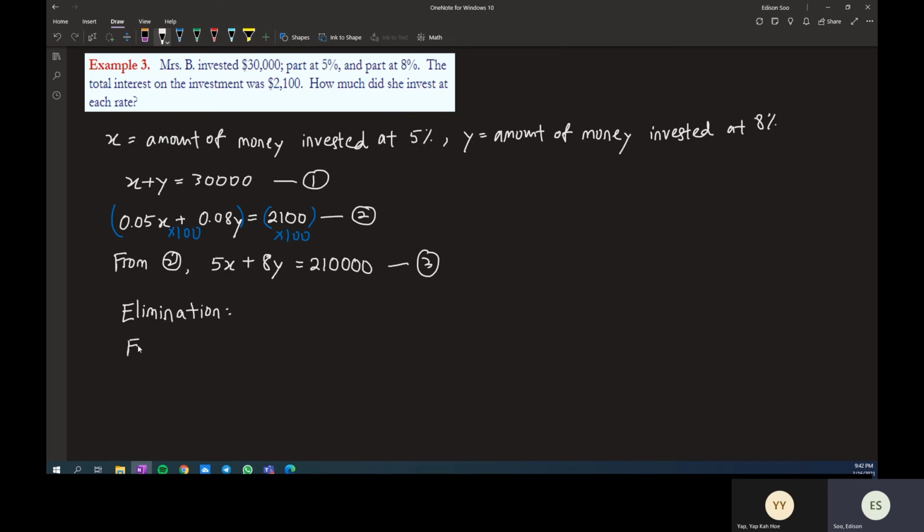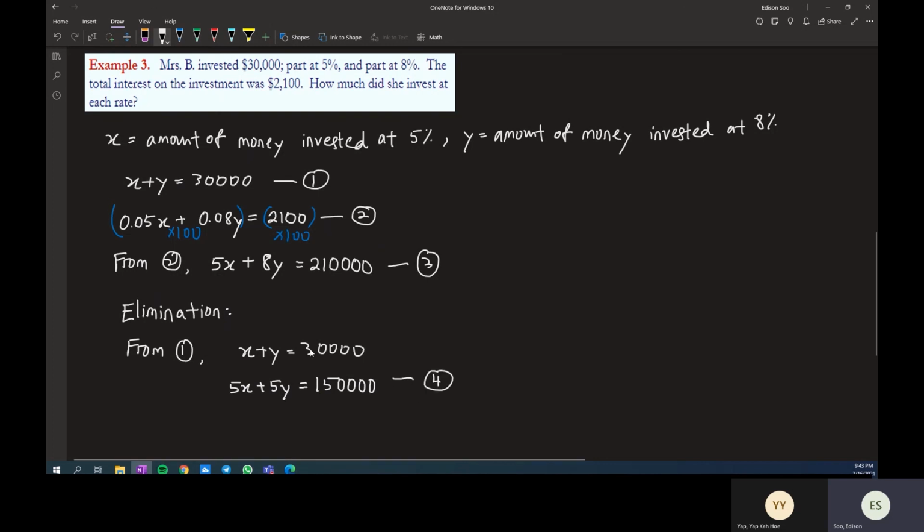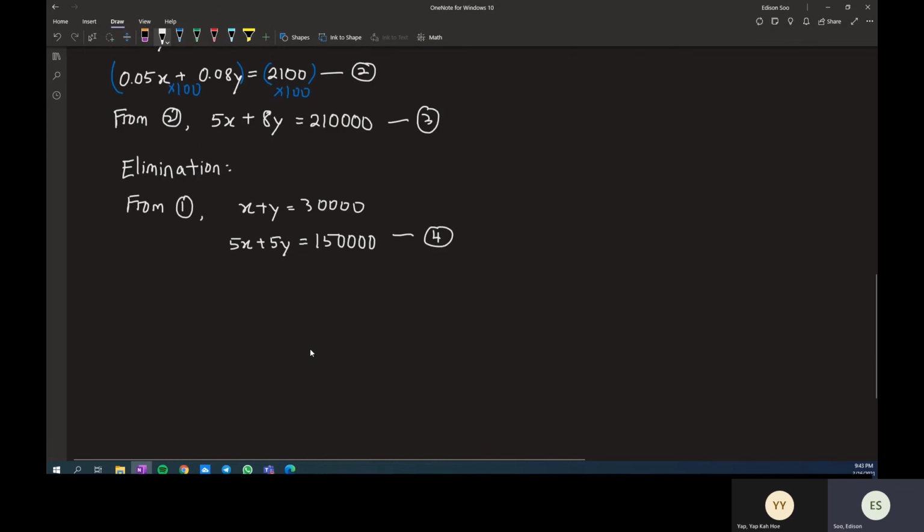So I'm going to take equation 1 and convert it. I'll multiply both sides. So equation 1 is like that, right? I'll multiply both sides by 5. So it becomes 5x plus 5y equals 150,000. So I get my equation 4. It might get a little complicated for those of you who are new at it, but just bear with me. You can pause the video and digest it first. But yeah, so we have our equation 4.